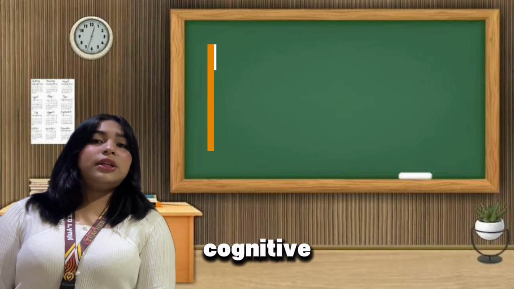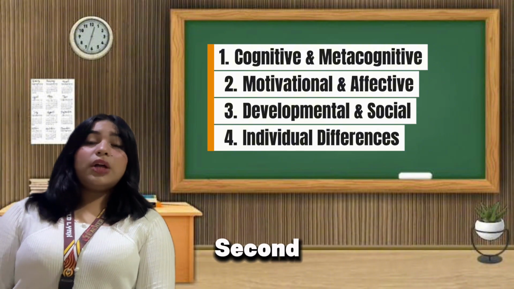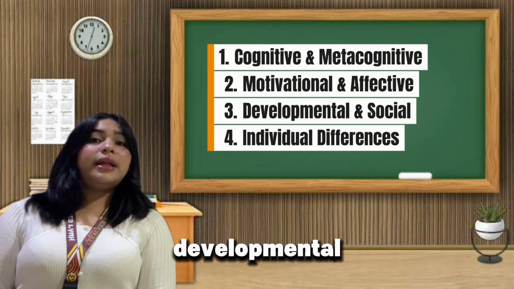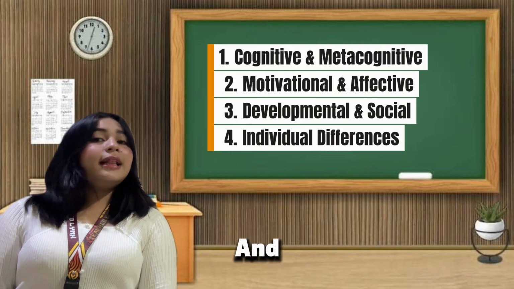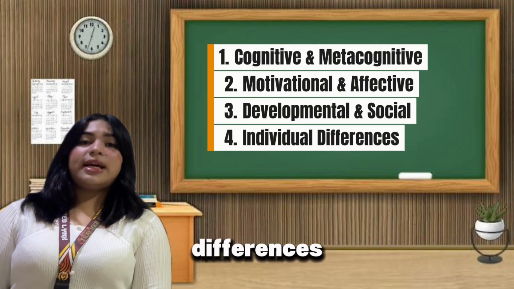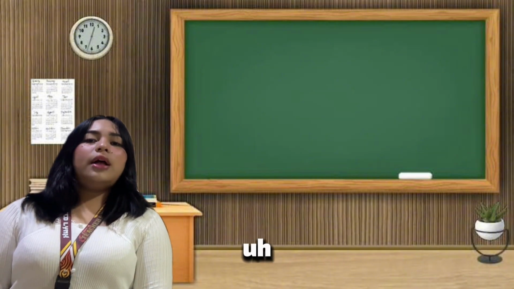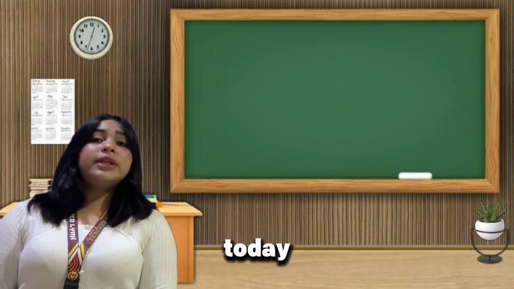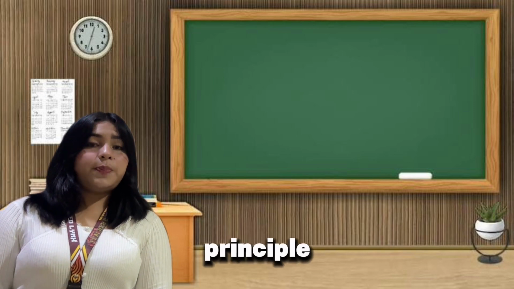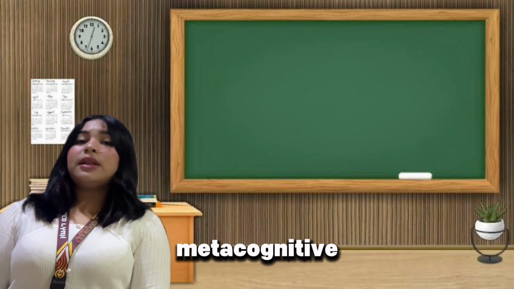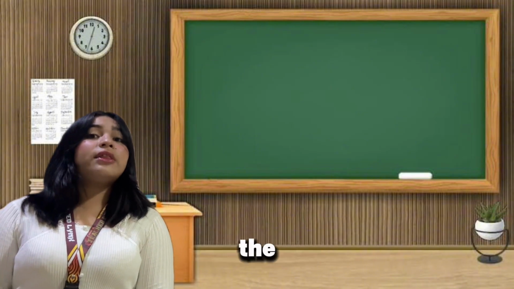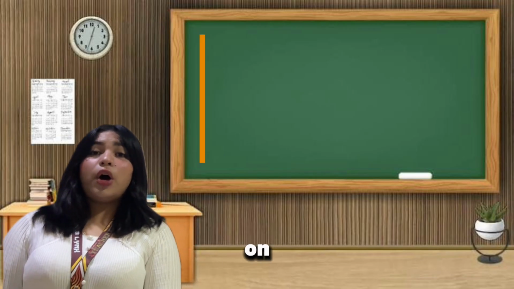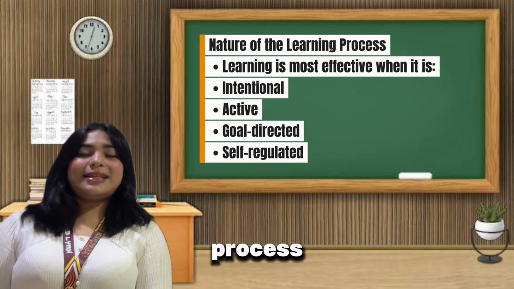First, we have the cognitive and metacognitive. Second, we have the motivation and the affective. And third, we have the developmental and social. And lastly, we have the individual differences. These principles are grouped into four categories. Today, we'll focus on the first principle under the cognitive and metacognitive factors, which is the nature of the learning process. So now, let us move on to the nature of learning process.